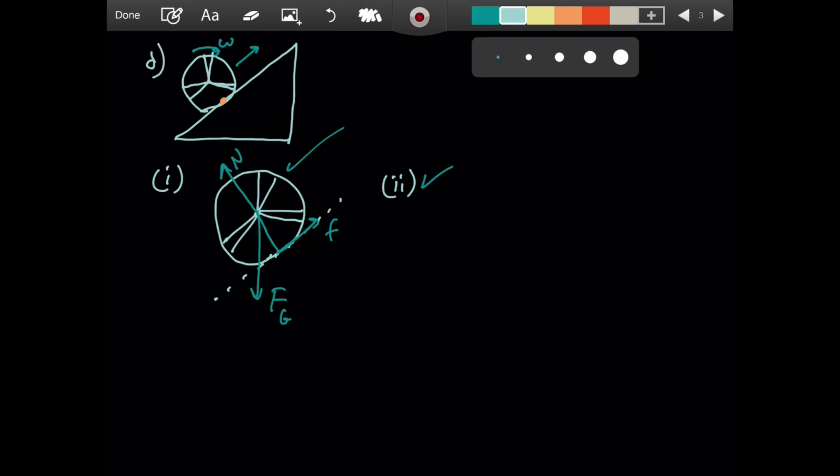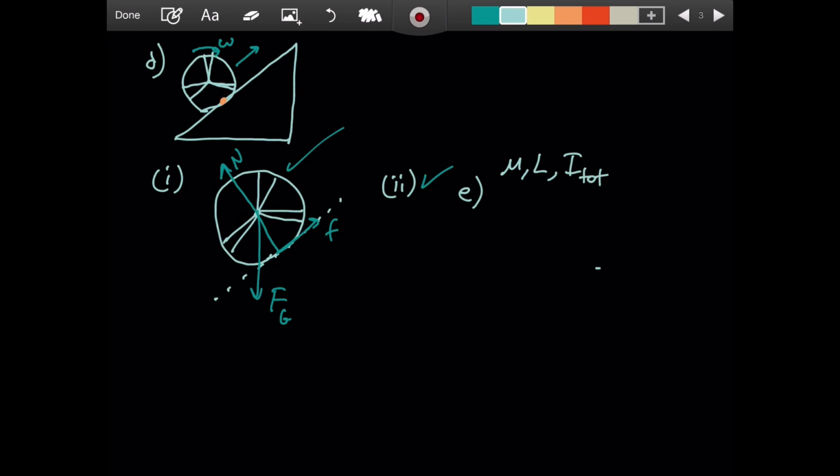Cool. Now, last but not least, we have E. E says, and I quote, derive an expression for the change in height of the center of the hoop from the moment it reaches the bottom of the ramp until the moment it reaches its maximum height. Express your answer in terms of M, L, I total, omega, and physical constants as appropriate. Okay, so we are allowed to use M, L, I total, the total moment of inertia of the system, omega, and possible physical constants. So how do we tackle this?